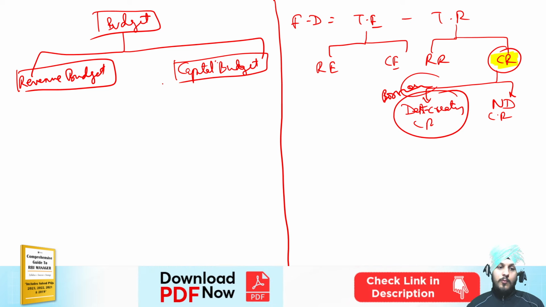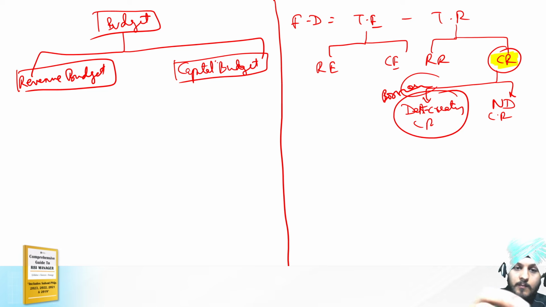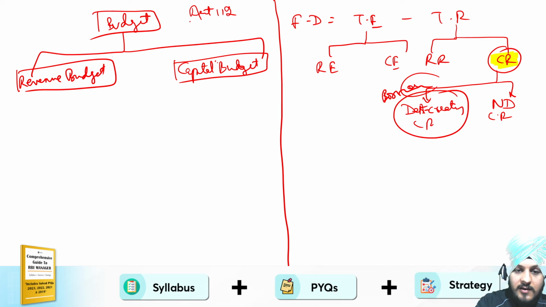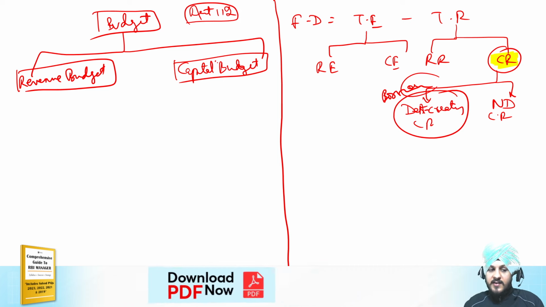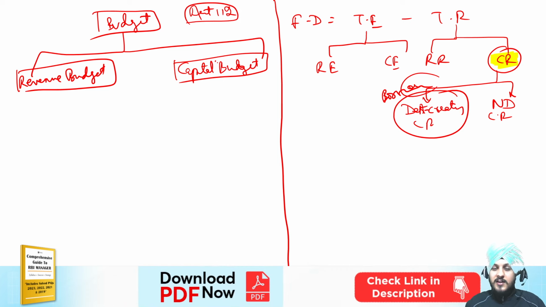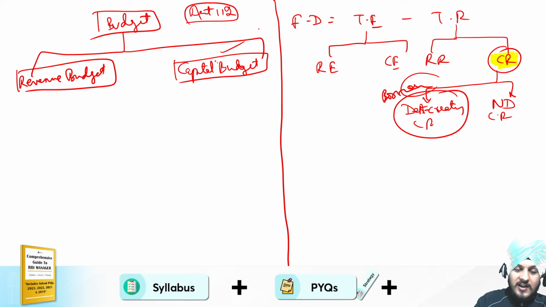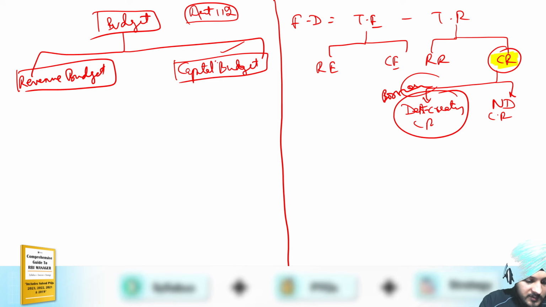Now, why do we divide the budget into revenue and capital budget? Because of the provision mentioned in Article 112 of the Constitution that mandates us to present the revenue expenditure separately from the other type of expenditure. The other type of expenditure is a part of the capital budget. So that is why we present our budget in this manner. So let me change the ink.